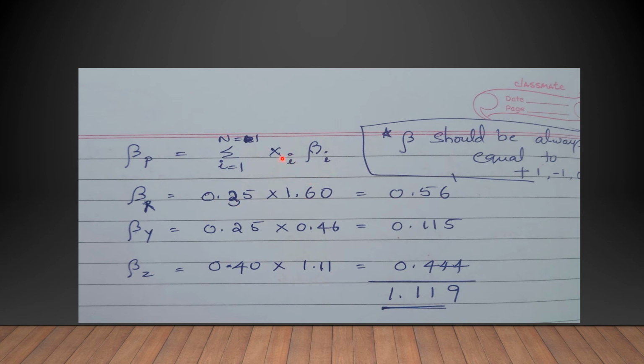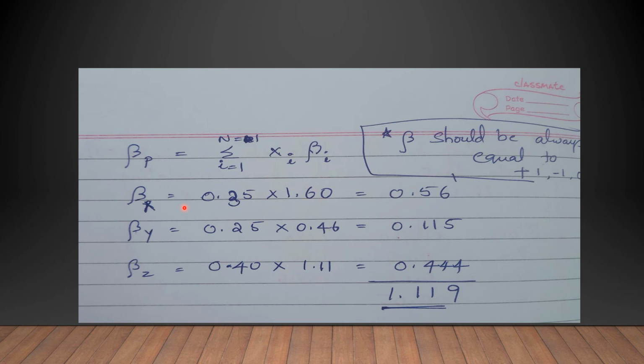Again, xi is nothing but the weight or proportion of the investment given, that is 35%, 25% and 40%. And the beta values are directly given in the question, that is 1.6, 0.46 and 1.11. So just substitute the values and do the summation of individual stocks. Then the total you are going to get is 1.119. So up to here we have found the individual stock values.